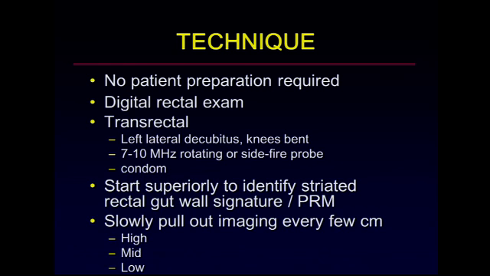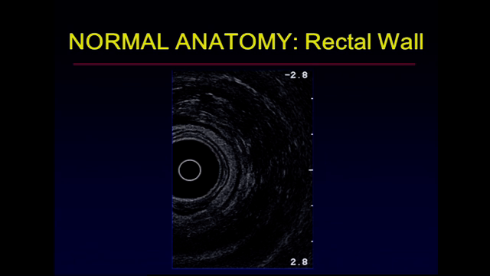I then insert the probe and I start superiorly to identify the striated rectal gut wall signature. And when I see this striated gut wall signature, I know I'm in the rectum and I'm up above the sphincter. I then pull out very slowly till I identify the puborectalis muscle, and after that I continue to slowly pull out the probe, imaging every few centimeters, making sure to image in the high portion, the mid portion, and the lower portion. And if I have any questions, I will repeat that, having the patient clench, because the clenching maneuver often helps define the margins of a sphincter tear.